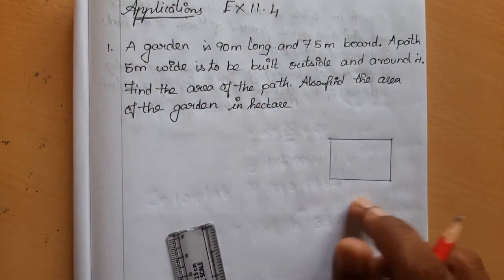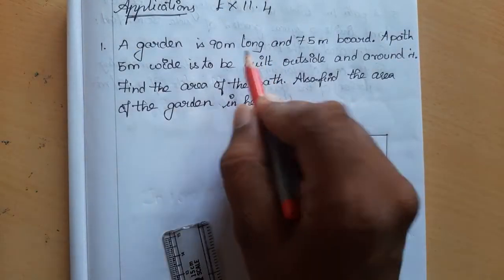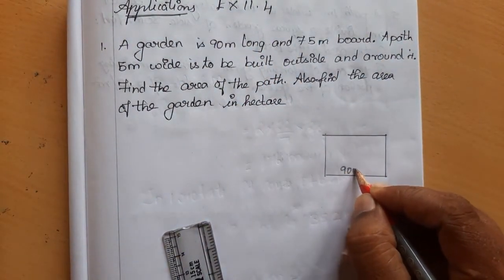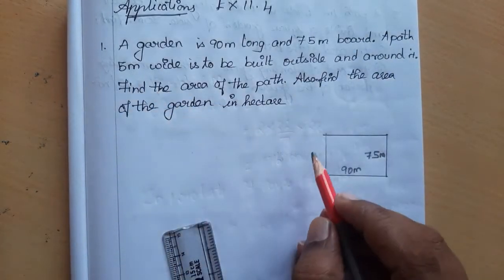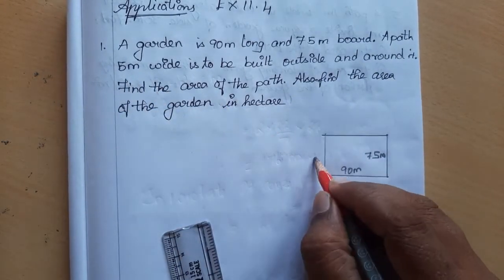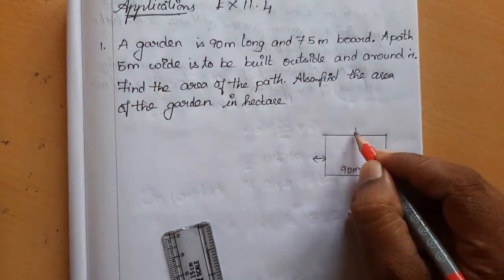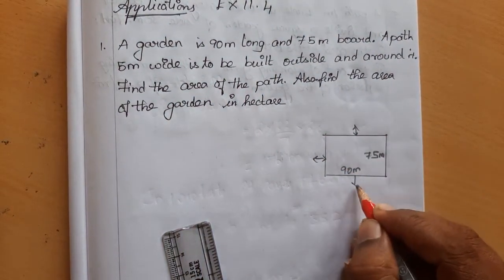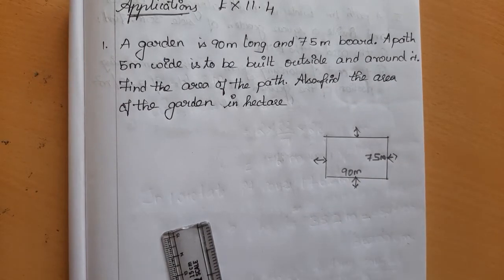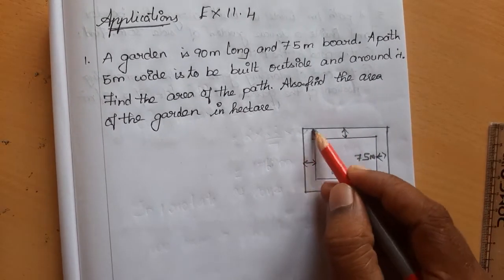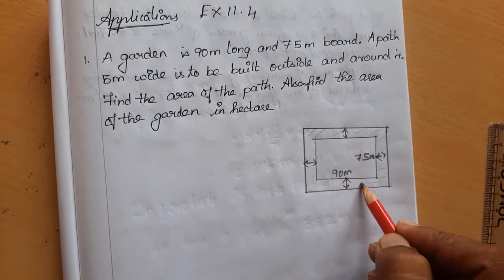Let us consider it as a rectangular garden, since it is given 90 meter long and 75 meter broad. The path of 5 meter is built around it. So the path around it adds 5 meter extra. You can see this, all the four sides are 5 meter. I will draw the path. So this is the path around the garden, 5 meter.